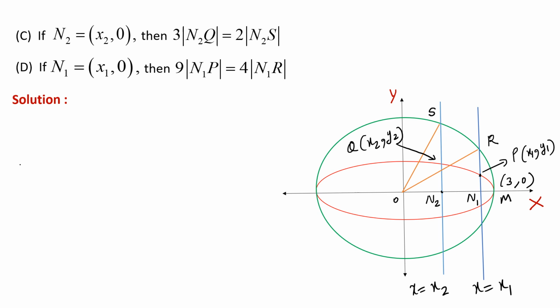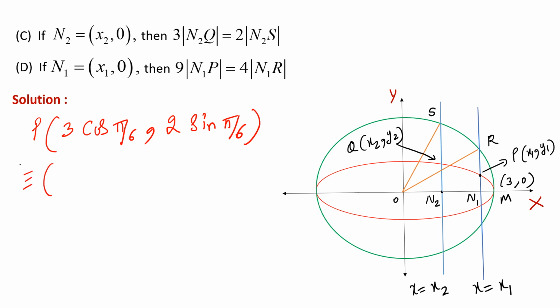So this means the coordinates of the point P are, a here is 3, so 3 into cos pi by 6, b here is 2, so 2 into sin pi by 6. Now just put the values of cos pi by 6 and sin pi by 6. The coordinates of P are (3 root 3 by 2, 1).